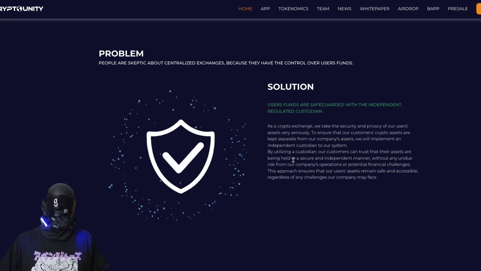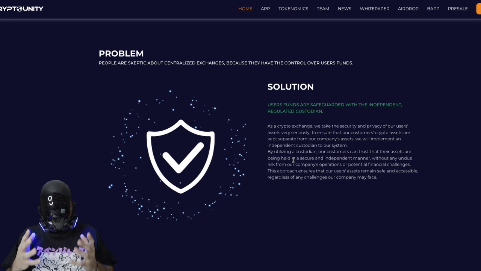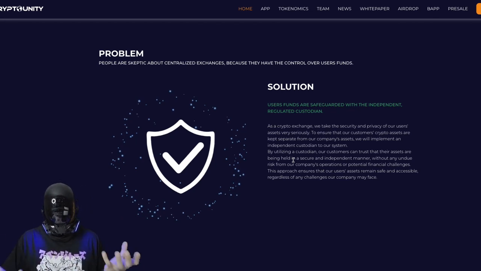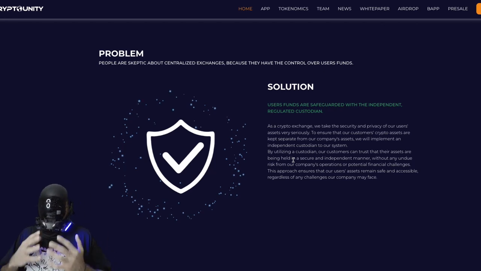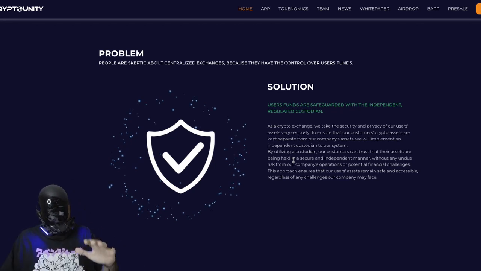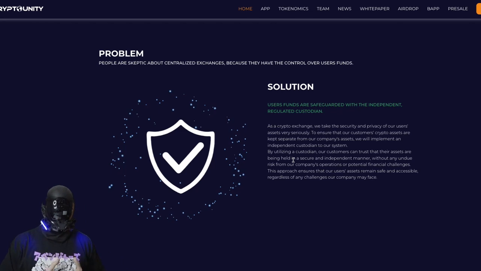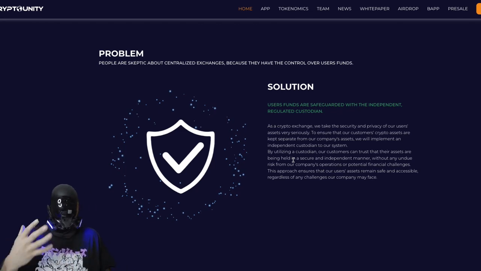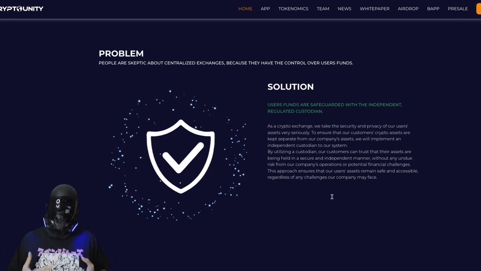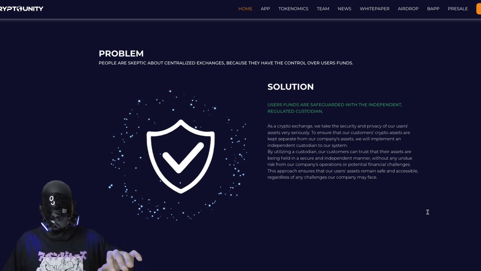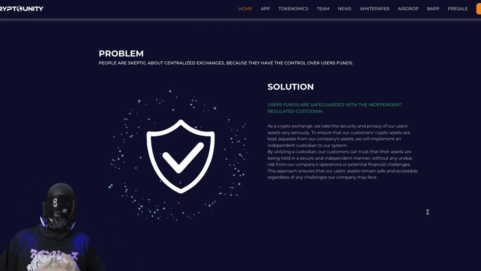What is the solution provided by CryptoUnity? User funds are safeguarded with an independent regulated custodian. Yes, sir, CryptoUnity comes in clutch. As a crypto exchange, CryptoUnity will take the security and privacy of the users, as you and I, our assets, very seriously, so they're ensuring that our customers' crypto assets are kept separate from the company assets. They will implement an independent custodian into their system. By utilizing this custodian, their customers can trust that their assets are being held in a secure and independent manner without any undue risk from their company's operations or potential financial challenges.